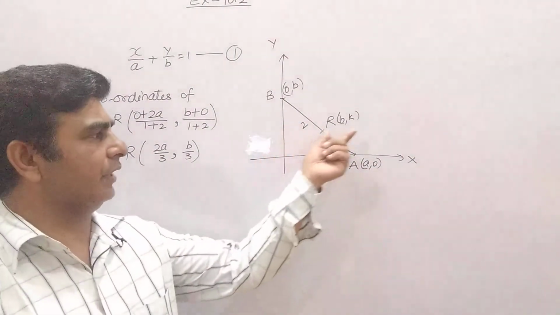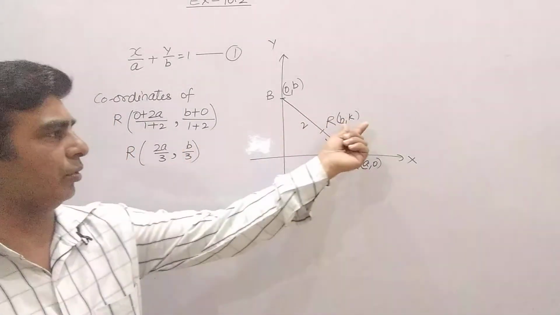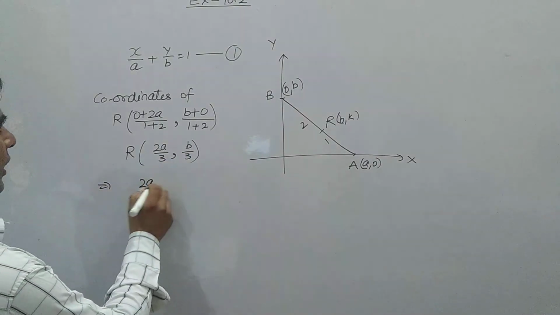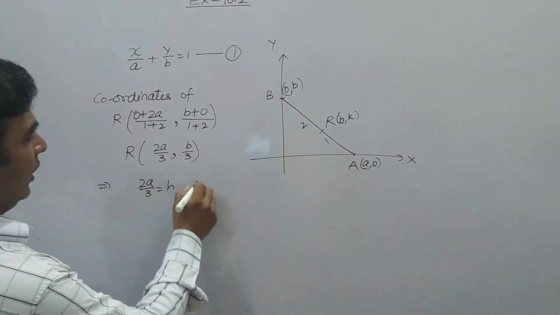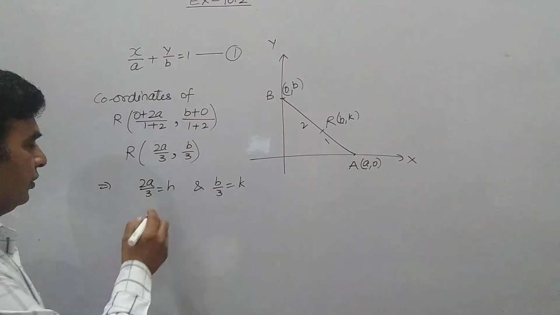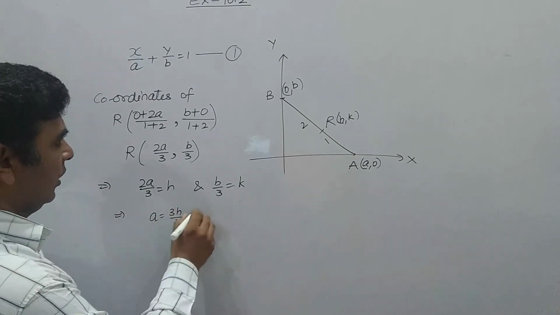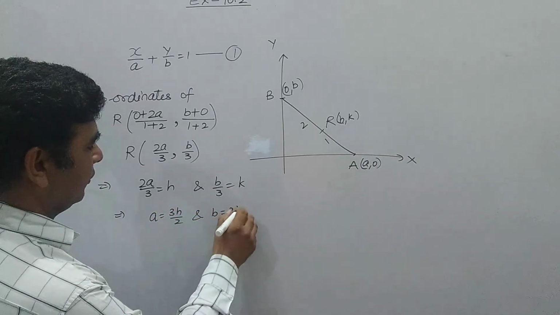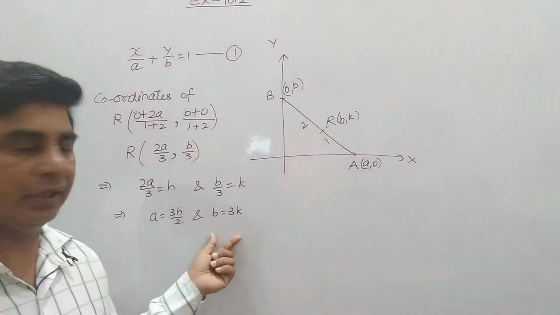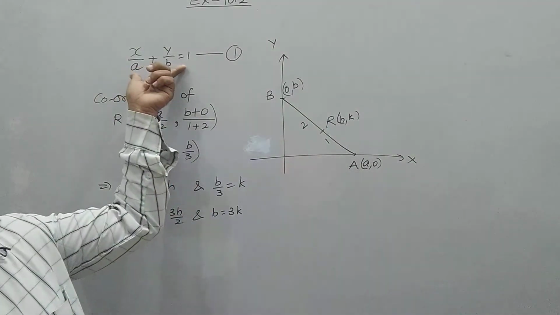But it is already given that the coordinates of R are (h, k). So these coordinates and those coordinates will be equal to each other. So it implies 2a/3 will be equal to h and b/3 will be equal to k. And this gives a will be 3h/2 and b will be 3k. Now we got the values of small a and small b in terms of h and k, and these can be replaced in equation number 1.